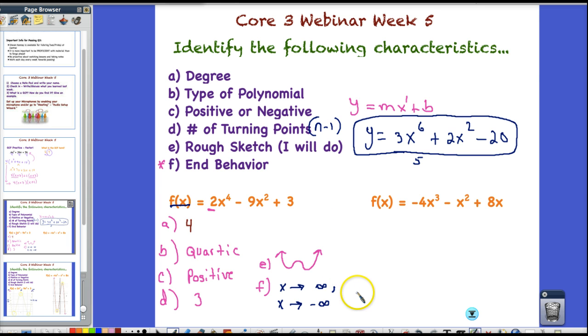So you could write y goes towards, or you could write f of x is going towards positive infinity, and on the other end, as we go to negative, the function is still going to positive infinity. So the way you do end behavior, you always start with these x's, and then all you have to do is examine the ends and tell which way they're going. That's all you have to do.